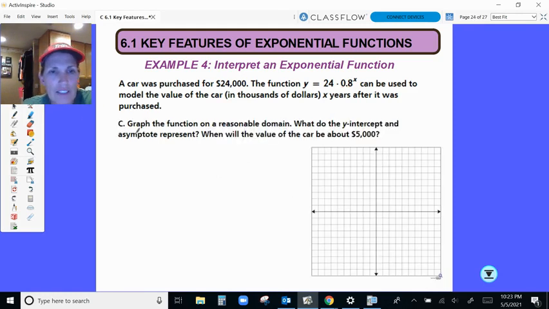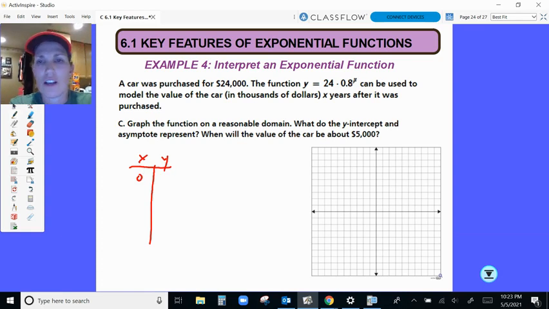Okay. This says graph the function on a reasonable domain. What that basically means is if I plug in 0, take a table of values, I plug in 0, that's going to give me 24, right? That's my starting point. So if I come up here, we go 5, 10, 15, 20, 25, 30. This is going to be 24. That's going to be my y-intercept. Well, we're not going to go negative time, right? This represents time. So my reasonable domain is going to be x is greater than or equal to 0.